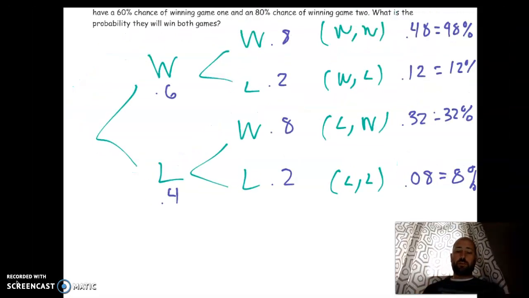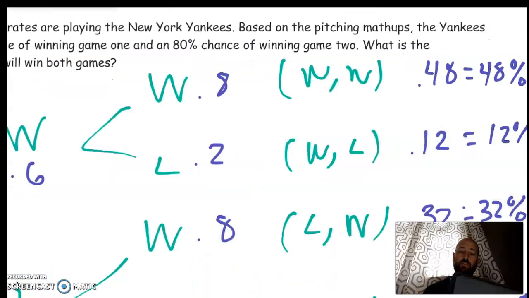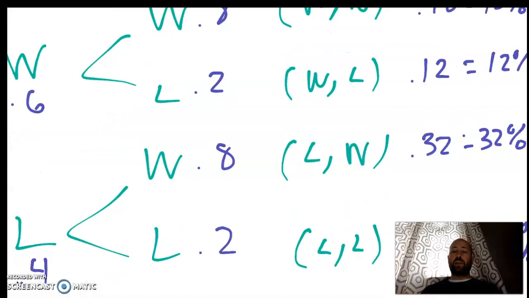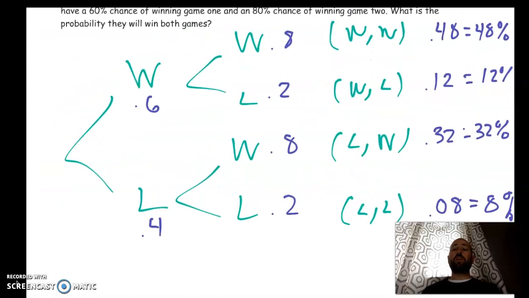So what we can see again, did I do it correctly? Well, if I look at my numbers here, 48 plus 12 is 60, plus 32 is 92, plus 8 is 100%. So those are all my different percentages. We can see that they have a 48% chance of winning both games, but only an 8% chance of losing both games. So chances are the highest percent they're going to win both. You'll see that there is a 44% chance that they win one and lose one.